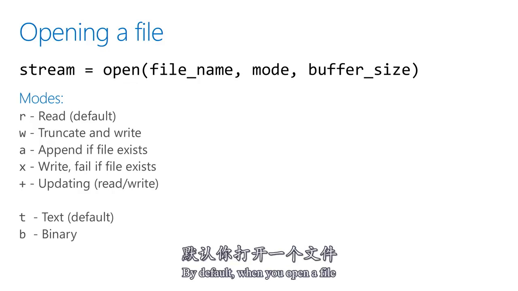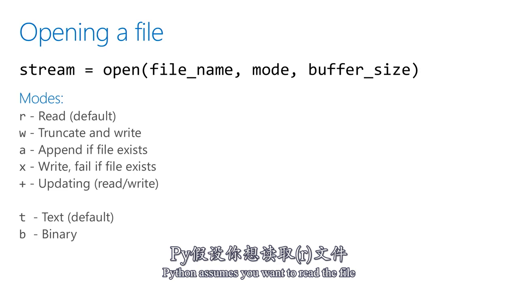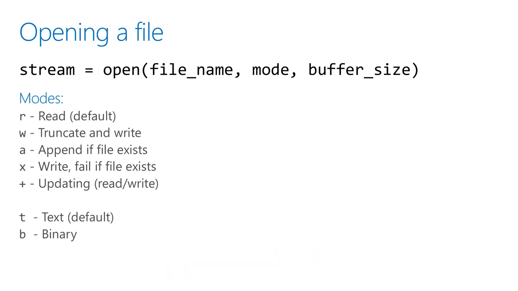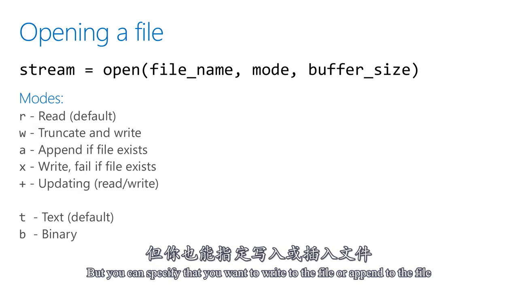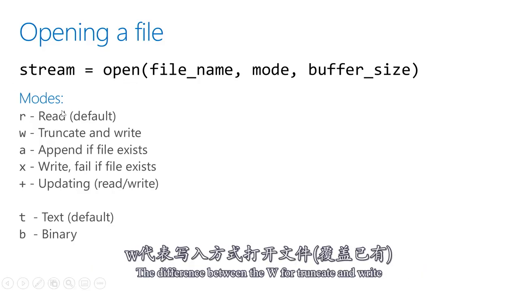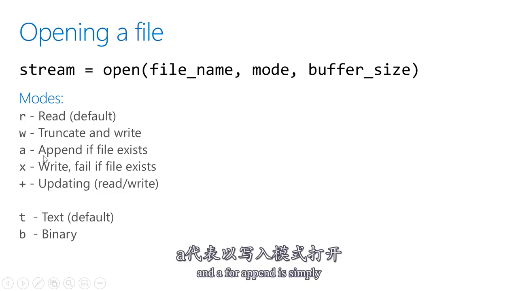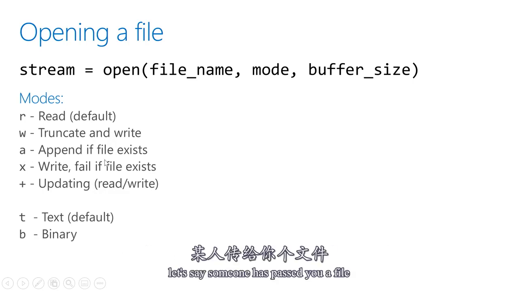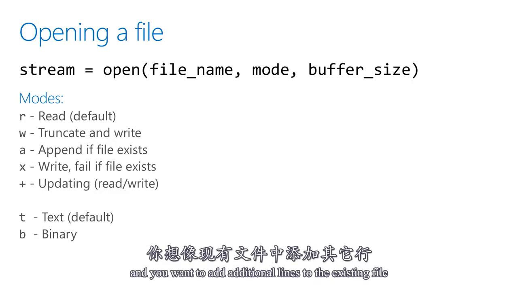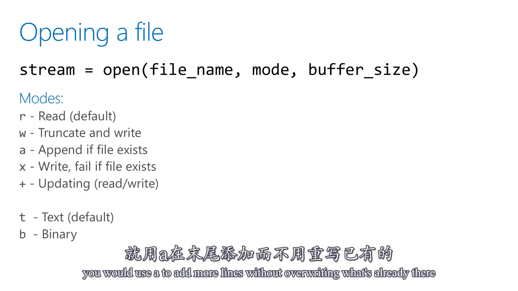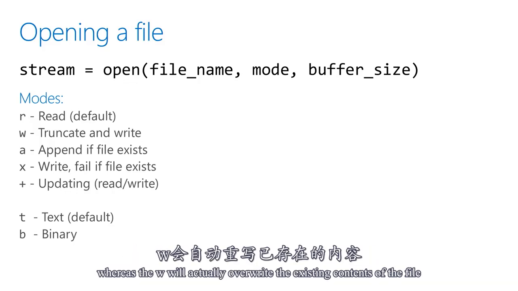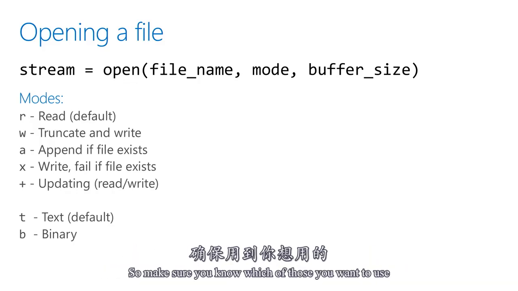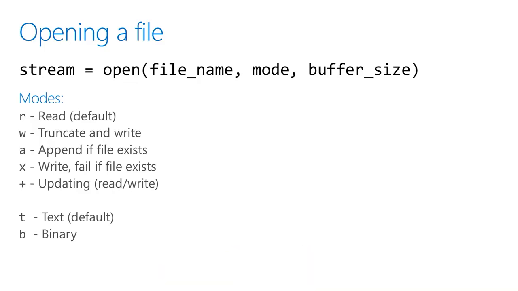By default, when you open a file, Python assumes you want to read the file, because that is the most common scenario. But you can specify that you want to write to the file or append to the file. The difference between W for truncate and write and A for append is simply this: let's say someone's passed you a file and you want to add additional lines to the existing file. You would use A to add more lines without overwriting what's already there, whereas W will actually overwrite the existing contents of the file. So make sure you know which of those you want to use.